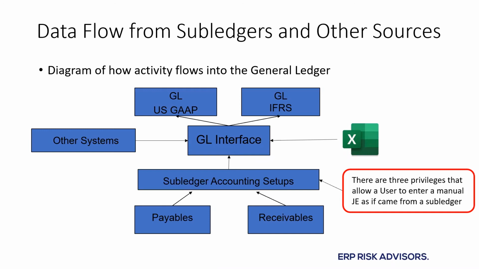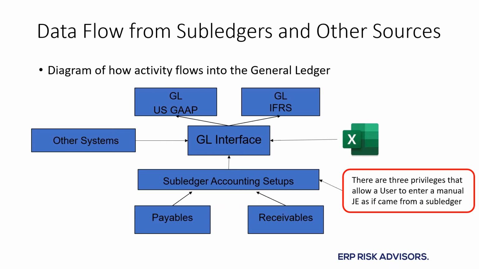Up to and including patch level 20B, we have identified 3 privileges that allow this type of journal entry to be entered. If one or more users were to have access to one or more of these privileges, an auditor should ask the question, are these privileges assigned to anyone? If they are assigned to someone, they should ask the question, have they been used?